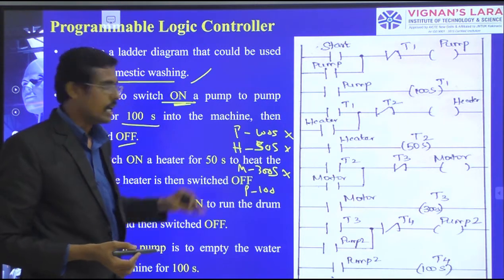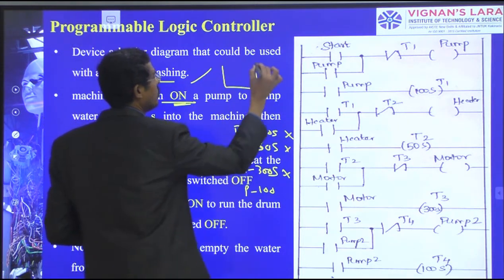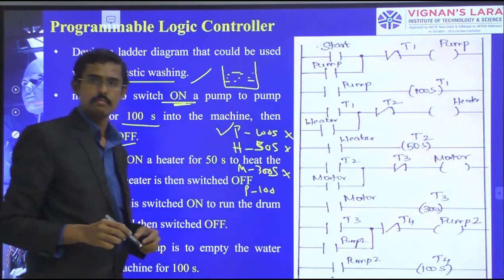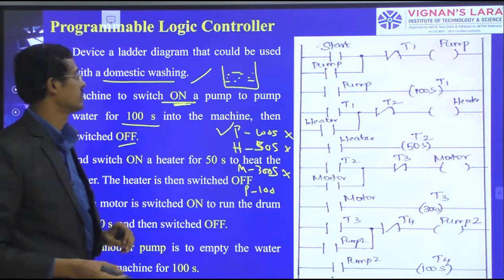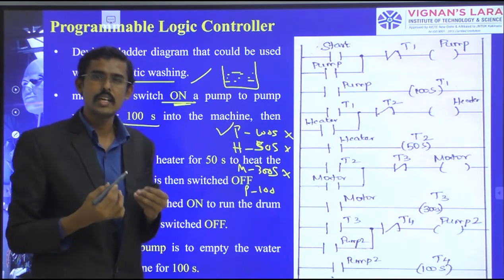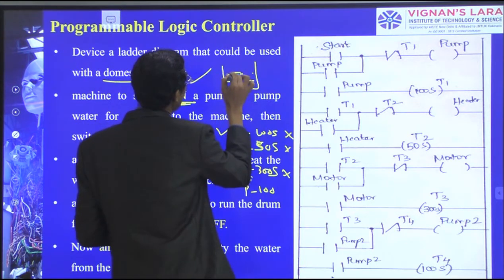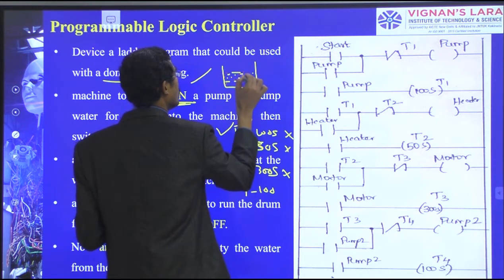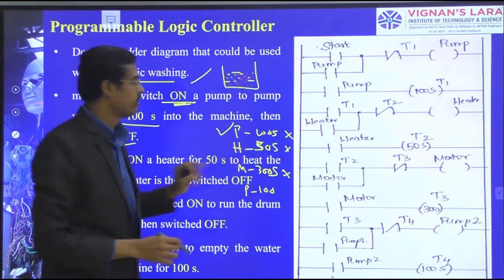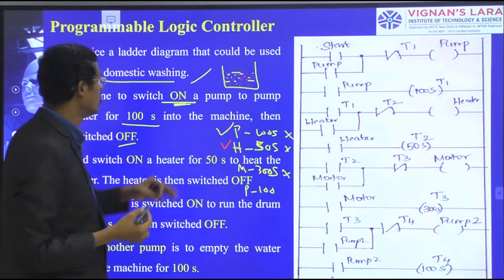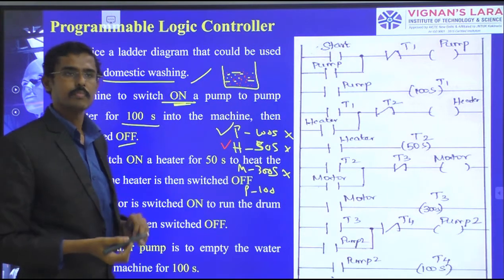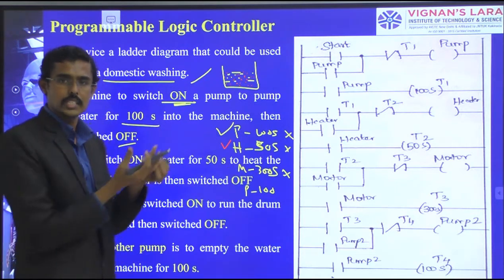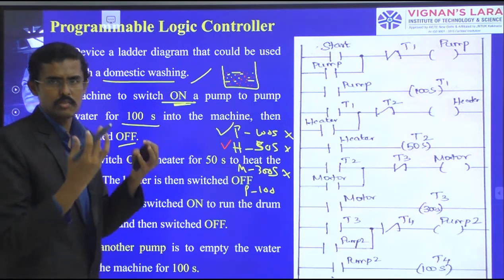First, a pump fills water into the washing machine. Water is filled first, and this happens for 100 seconds. Then we are heating this water to warm water, since the washing is done in warm water. So here the heater is on and it warms the water. How long is it warmed? For 50 seconds it is warmed. And now we put the clothes inside physically, and then the motor should be on for 300 seconds to spin, so that the washing can be completed.